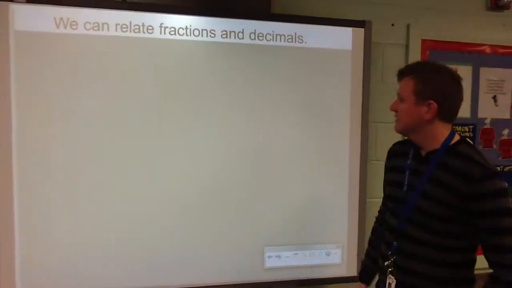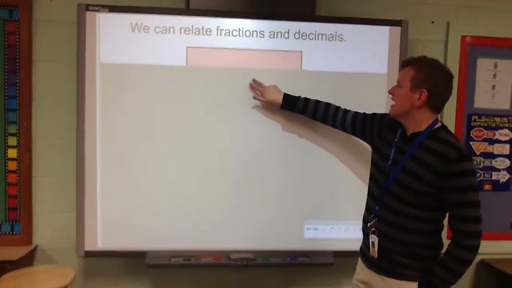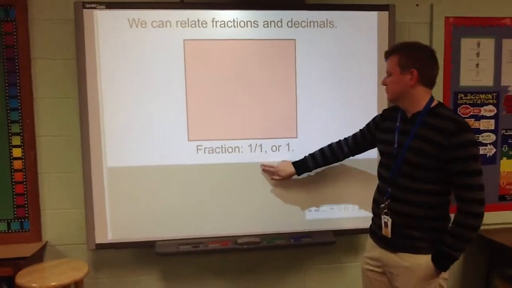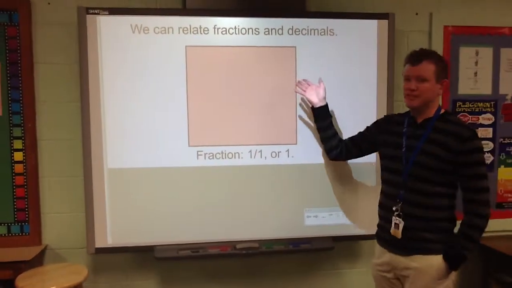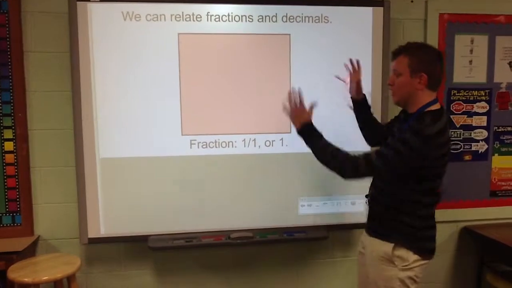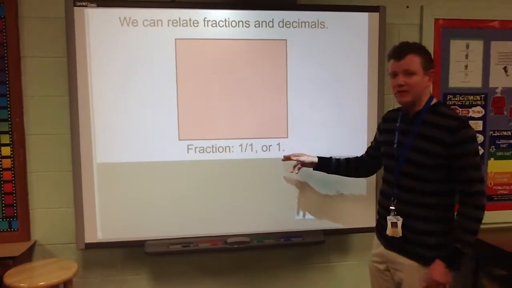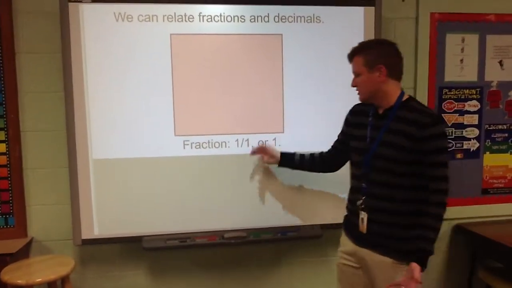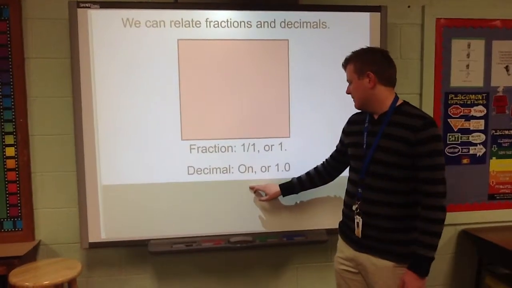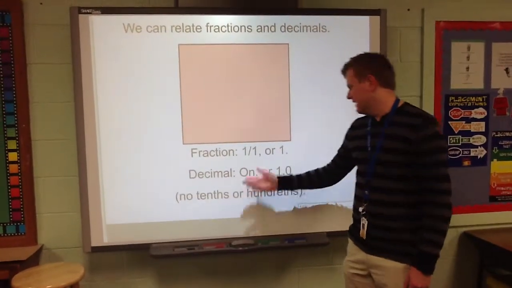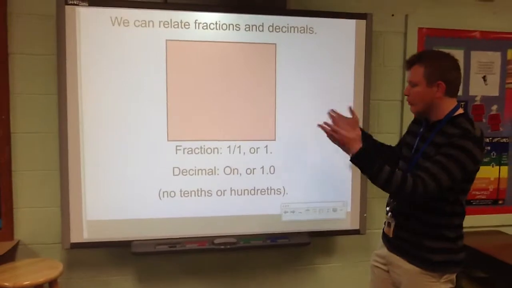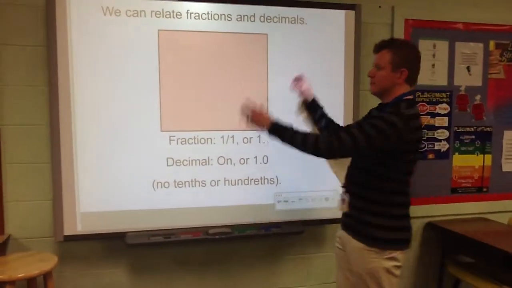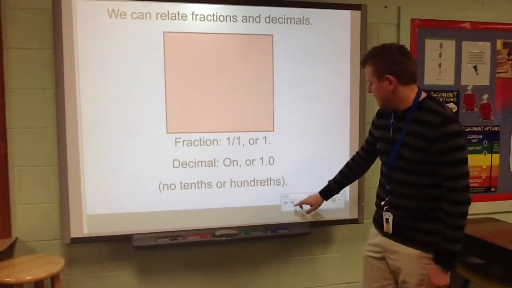We can relate fractions and decimals. This fraction is 1 out of 1. It's one whole, or 1.0. There's no fraction there, nothing besides that. The decimal would be 1.0. There are no tenths, no hundredths. There's just one big block.